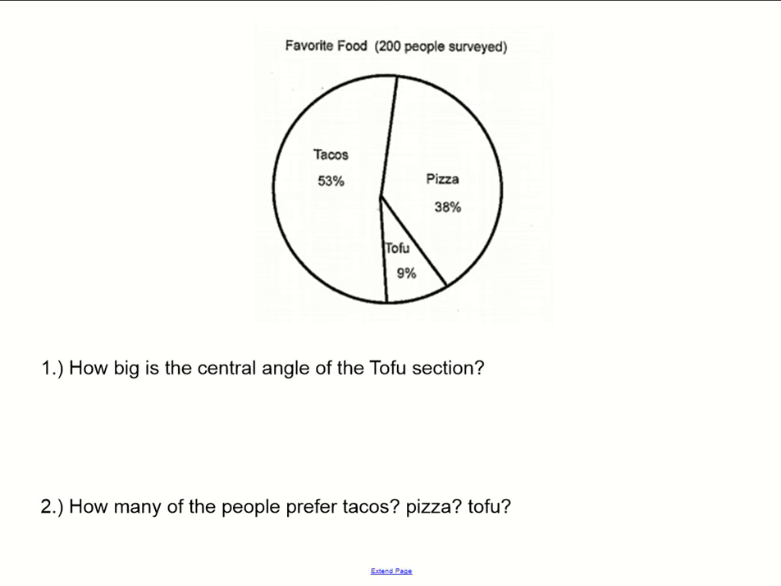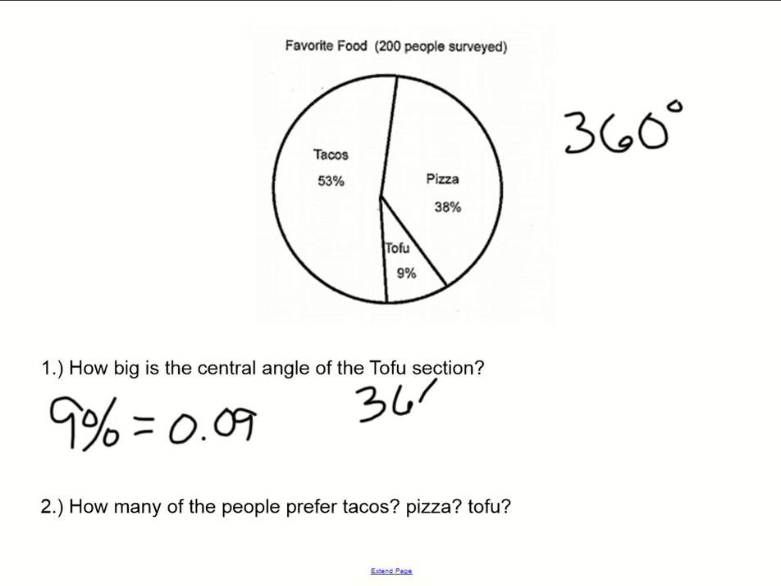Now, we can find that number pretty easily because they give us the amount of people that were asked and because they give us the percentage. So remember we talked about a percent. 9% is really the same as the decimal 0.09. Alright, and how many degrees are in a circle? There's 360 degrees in a circle, and so we want to know what 0.09 of that, or 9% of that 360 degrees are. So we take 360 times 0.09, and that's going to give us our central angle.